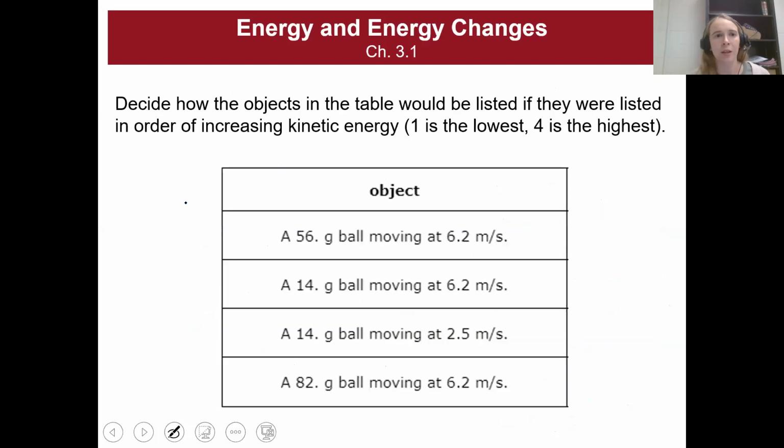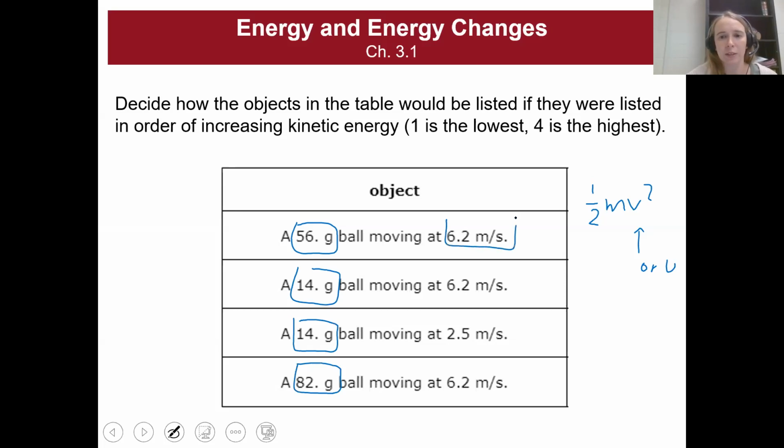Cool. All right. Let's look at a little practice problem that's similar to your homework before we go on to the next section. So we want to decide how objects in the table would be listed if they're listed in the order of increasing kinetic energy. So we want to remember our kinetic energy equation is 1/2 mv squared, or u squared. So that's our velocity. So we've got 56 gram mass, 14 gram mass, 14 gram mass, 82 gram mass, and we've got different velocities. So let's see how they relate.